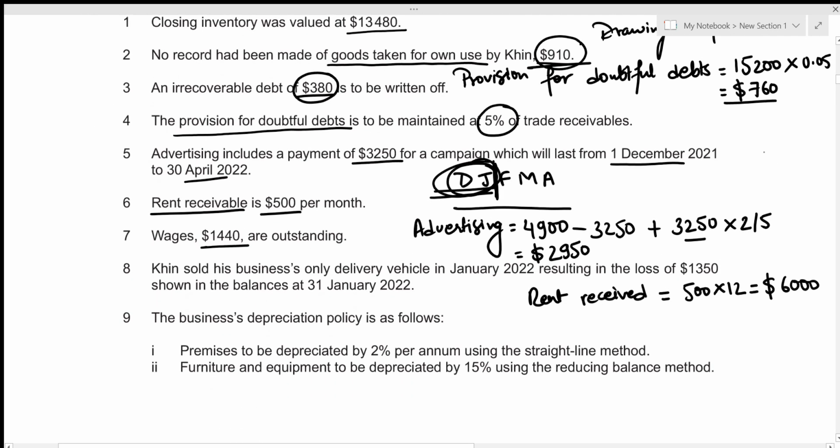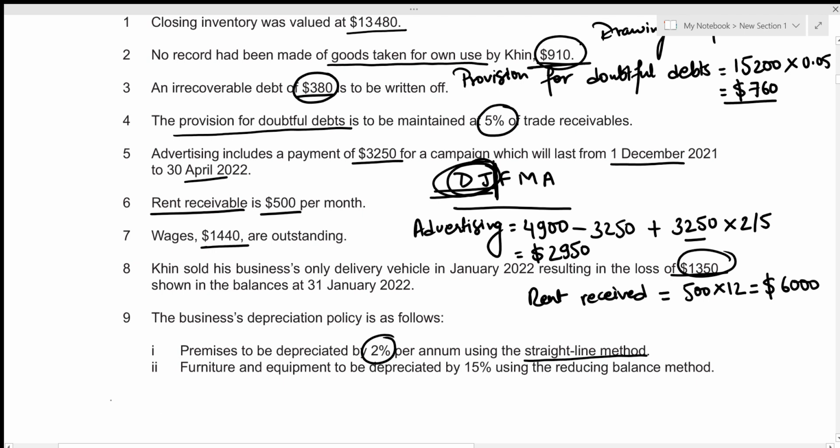Okay, then Hin sold his business's only delivery vehicle in January 2022, resulting in the loss of 1,350 shown in the balances at 31st January 2022. So this is the loss on disposal. Then we're given the business's depreciation policy. For premises, it is to be depreciated by 2% per annum using the straight line method, which means that this depreciation rate is to be applied to our cost rather than the net book value.